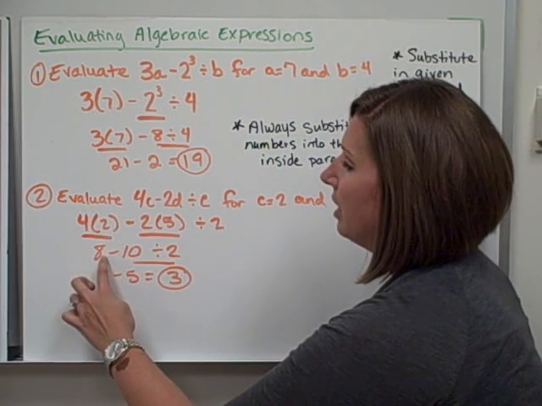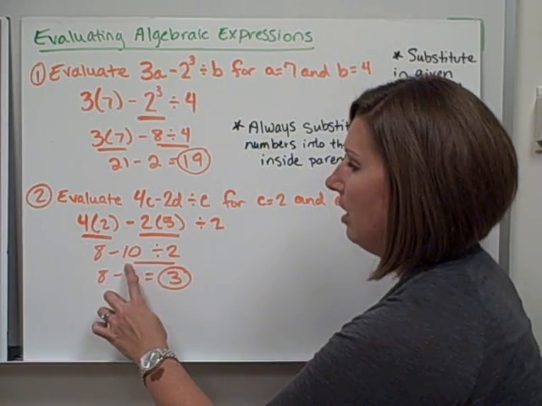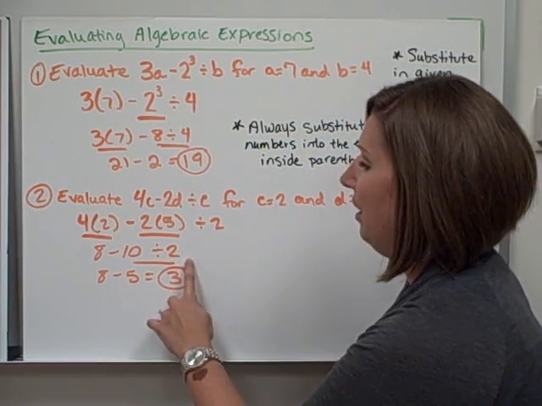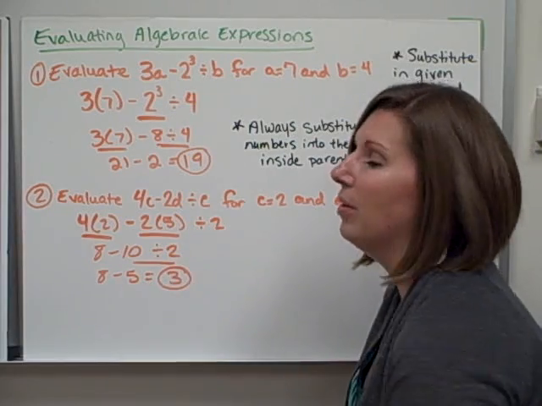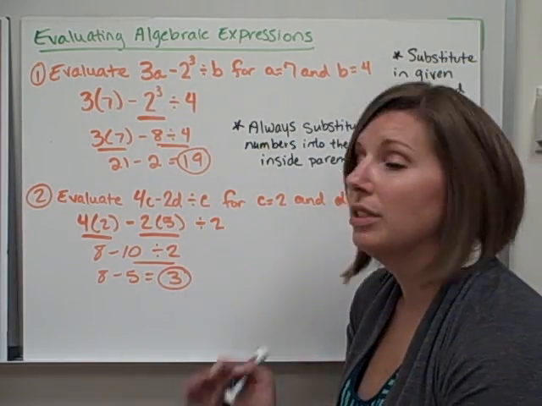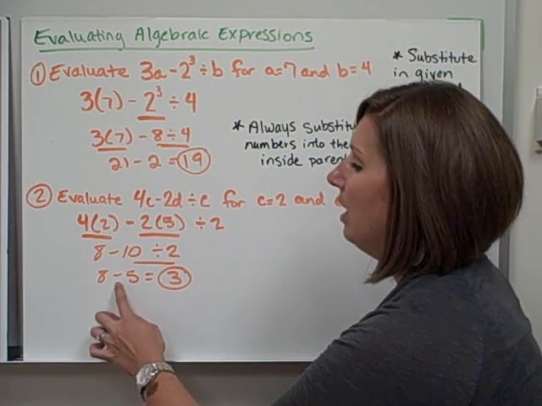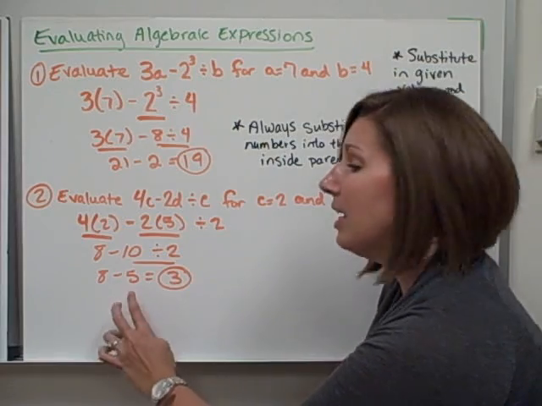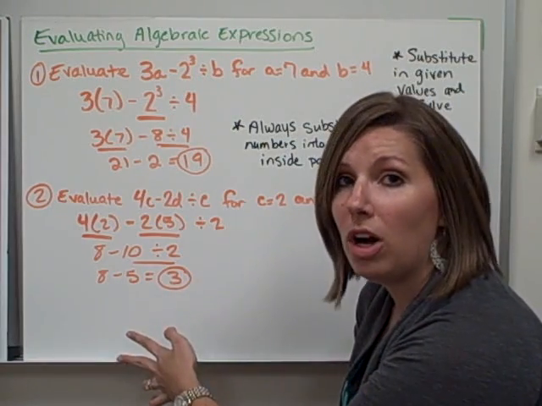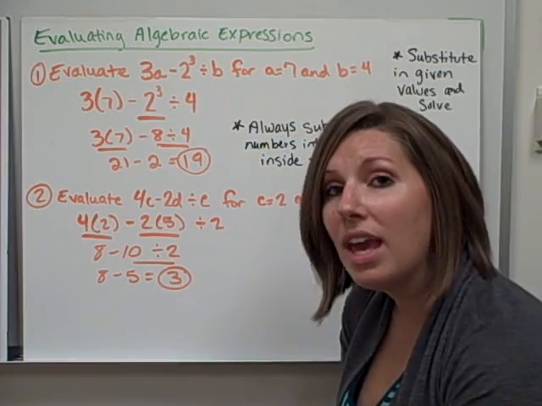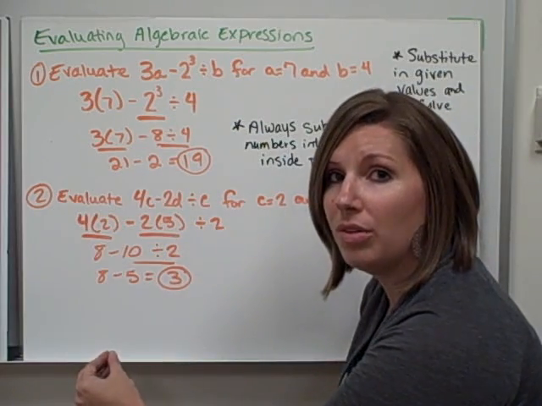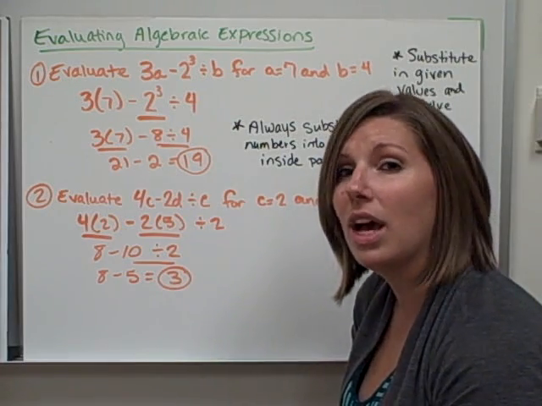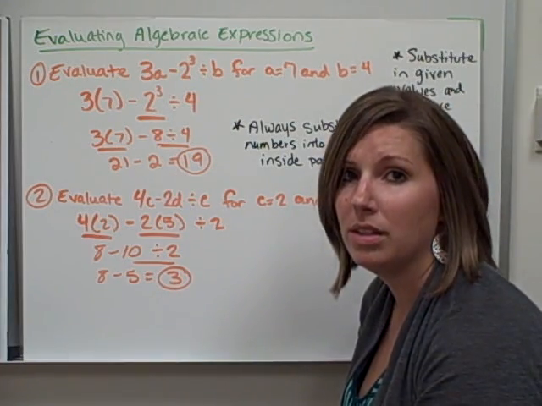4 times 2 is 8, 2 times 5 is 10. Don't forget to bring down that subtraction sign and the division sign and the 2. Now you focus on division. 10 divided by 2 is 5. Bring down the 8 and the subtraction sign. 8 minus 5 is 3. See here that I didn't rearrange the problem at all. I didn't put the 5 in front of the 8. I just brought everything down in the order that it was written originally, aside from my simplifying part of it.